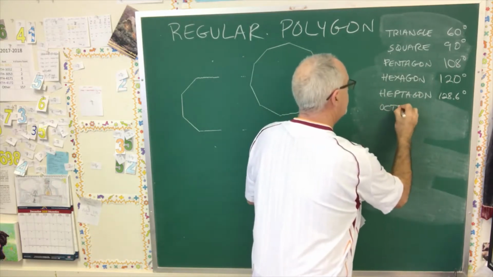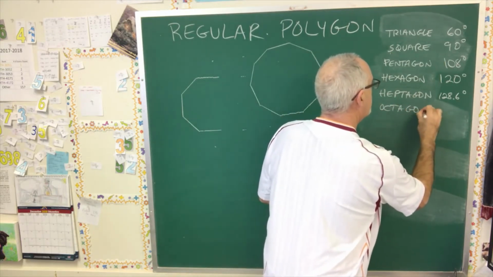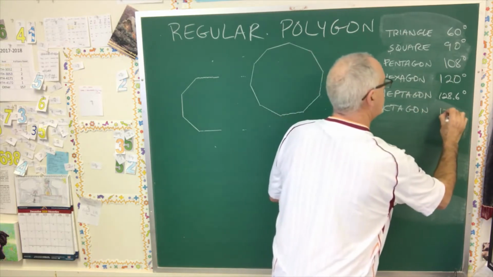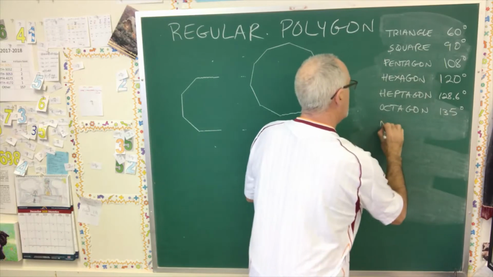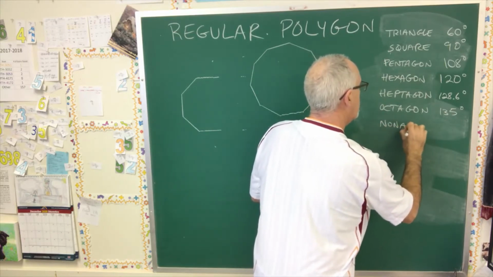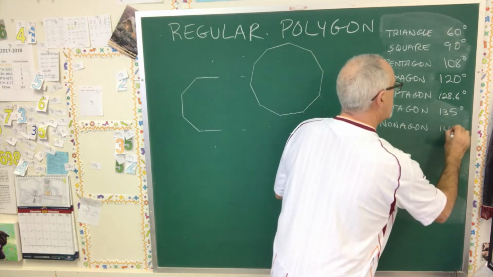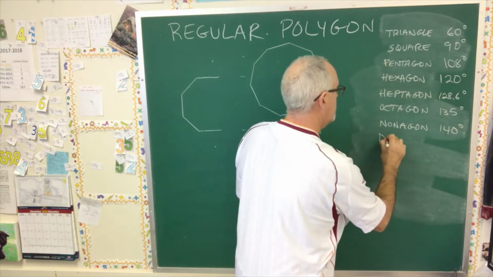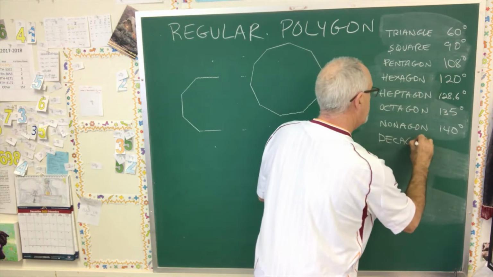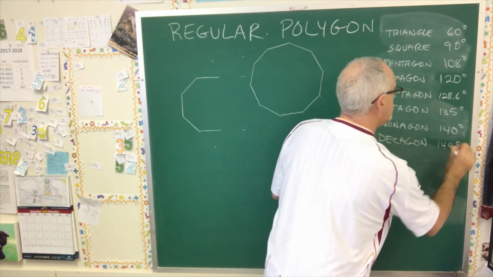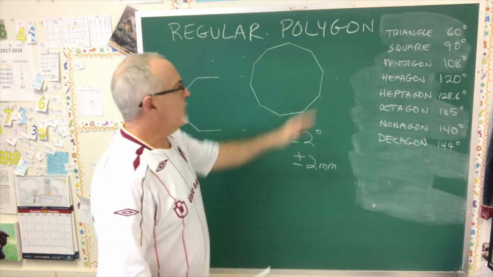Octagon was 135 degrees. Nonagon, and I'm not going to draw that one, was 140 degrees. And of course the decagon that I did draw was 144 degrees. So I'm going to draw all the rest.